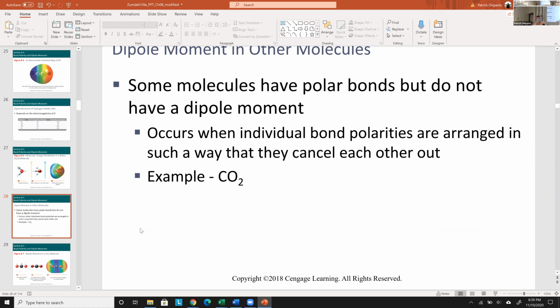Can anyone speculate on why that's the case? So you can have polar bonds within the molecule, but the entire molecule itself not polar. Anybody? The shape. That's important. So shape. Good. And Isaiah and Daniel hit it perfectly. So shape. If they're symmetrical, then the poles from each of the polar bonds cancel out perfectly.